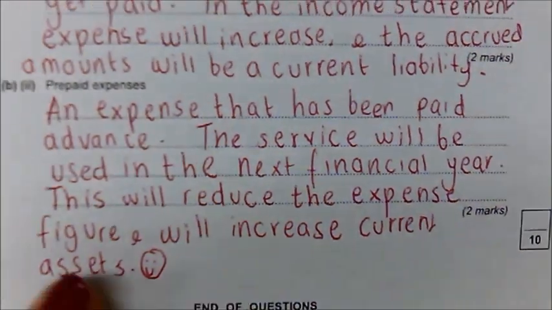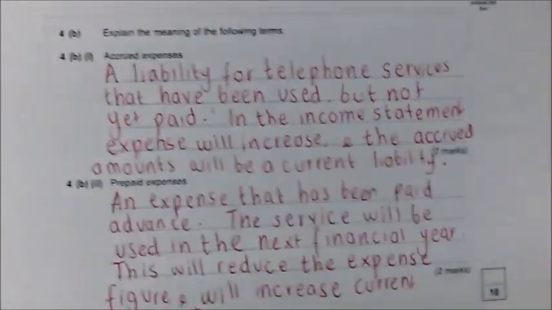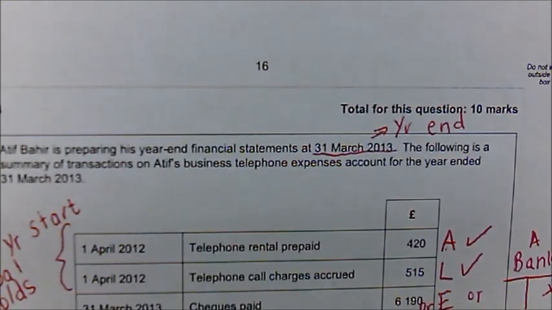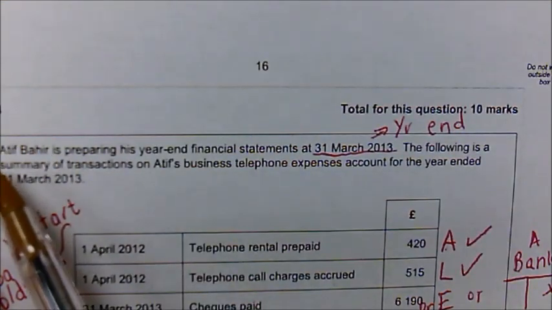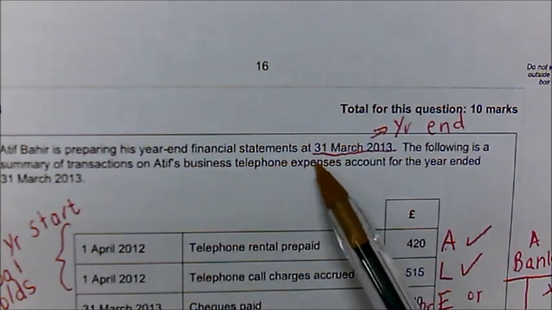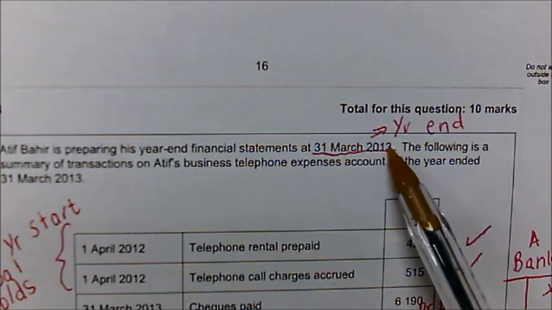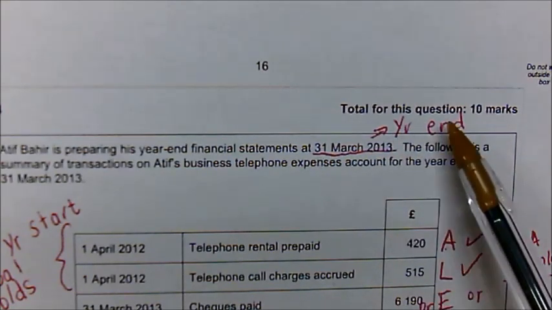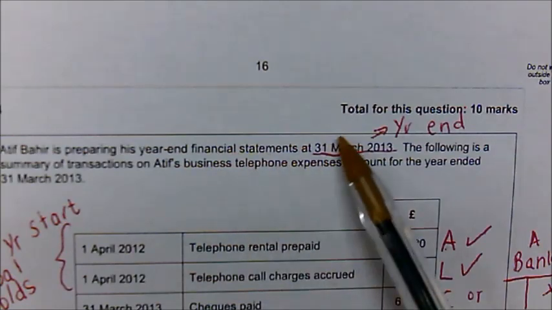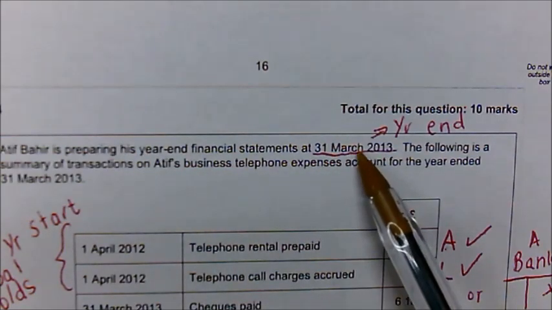So what I'm going to do then is use that understanding of my key terms to actually answer this question. Okay, so we're going back to part A now. We are helping Atif to prepare his year-end financial statements at the 31st of March 2013. So that is the year-end. And we are given a summary of transactions on his behalf. These relate to telephone expenses.